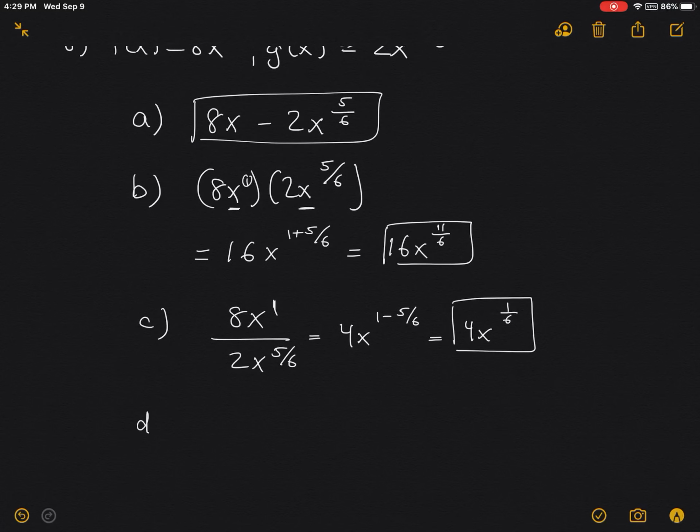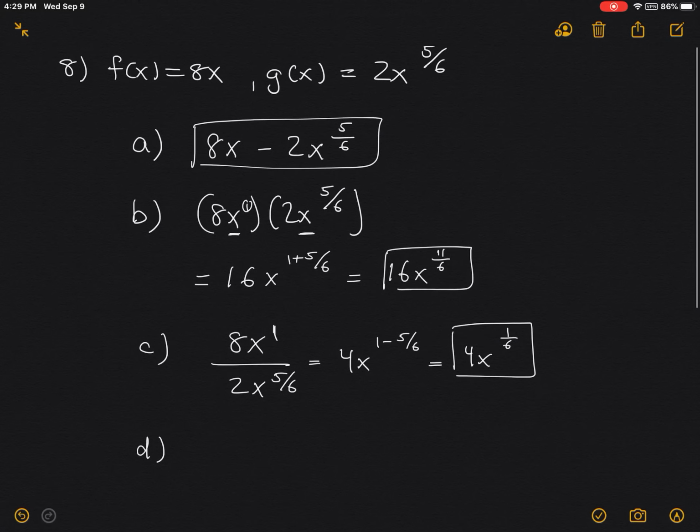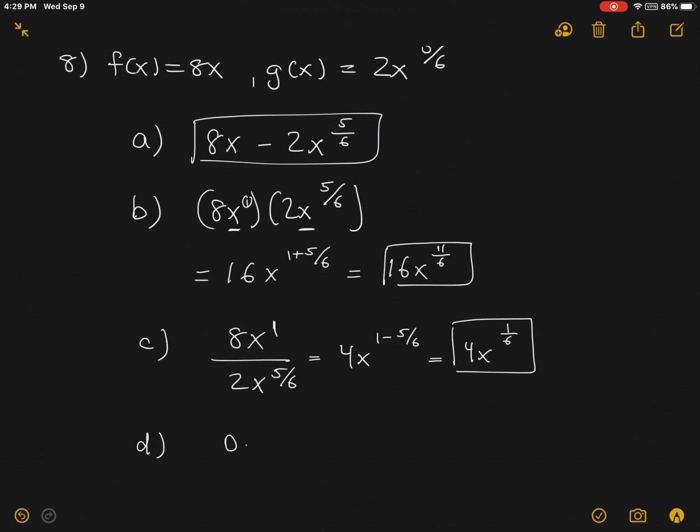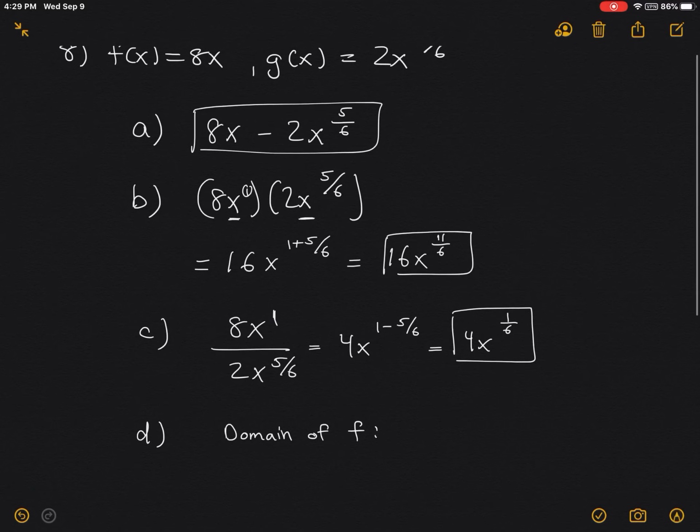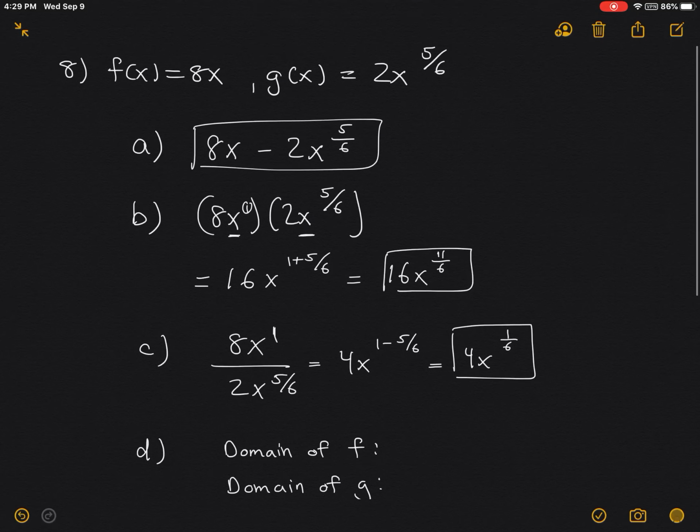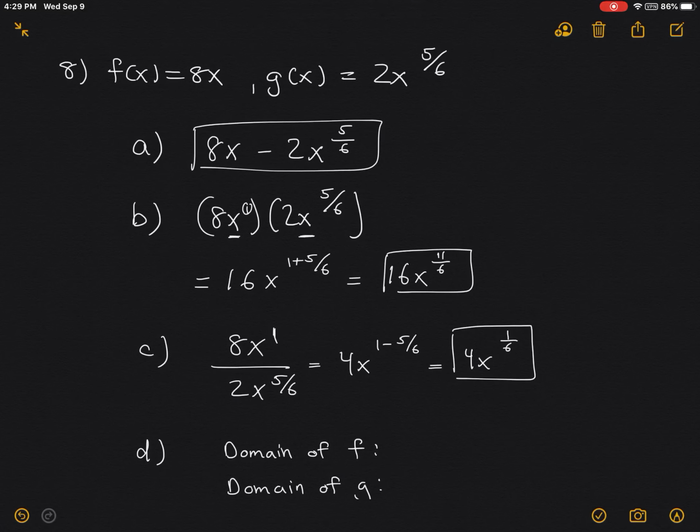And then part D, we need to find the domain. So find the domain of A, B, C, and D. Before we find the domain of A, B, C, and D, we need to find the domain of f. And we also need to state the domain of g, and we have to see the overlap. So that's the procedure. Domain of f: f of x is just a linear function, and that's just going to be all real numbers.